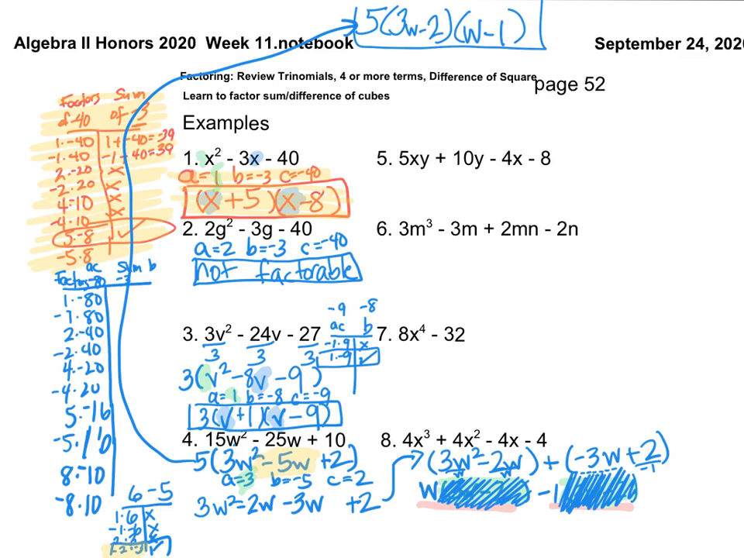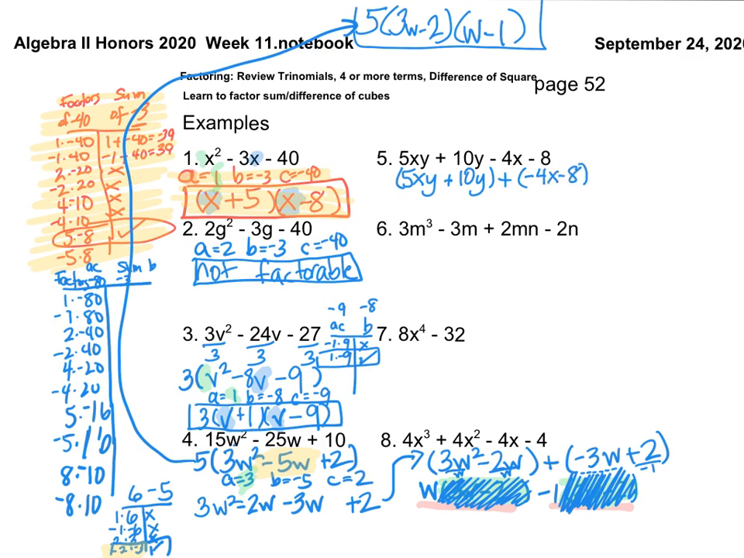What I would do is, first, check all 4 terms. Do they have a common factor? No, they do not. So I'm going to group the first 2 terms together using parentheses. I'm going to put a plus sign. I'm going to emphasize that: put a plus sign. Group the last 2 terms together.